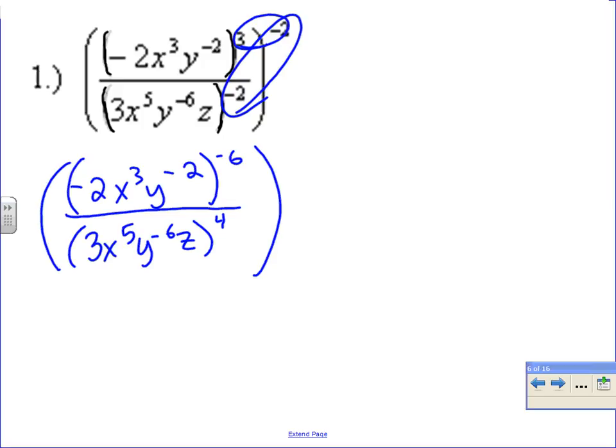The little ones or the big ones? You don't need the big ones. The little ones you need. The big ones, they're just there because I kept them there. So first thing, multiply the exponents together.